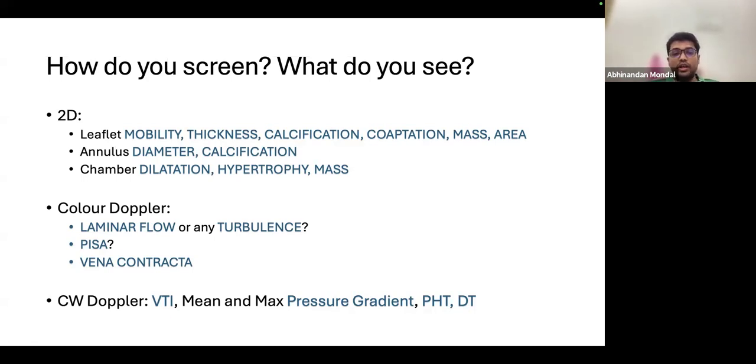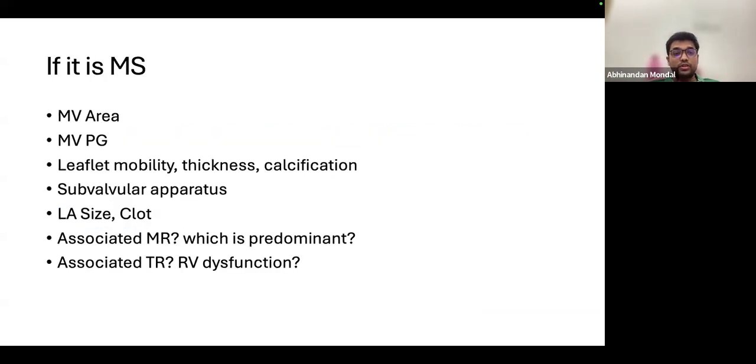And if there is any formation of turbulence, as the blood is going from your LV to the LA, we look for any vena contracta. Then we put the continuous wave Doppler, where we measure VTI, mean and max gradient, PHT, and deceleration time. So these are the examinations that you have to do in a mitral valve, depending on whether the patient is having mitral stenosis or mitral regurgitation.